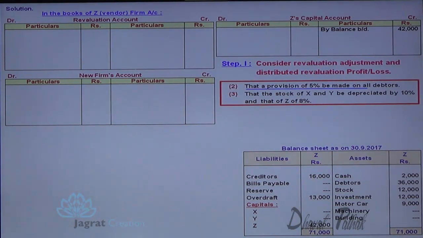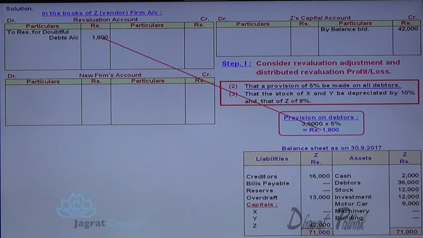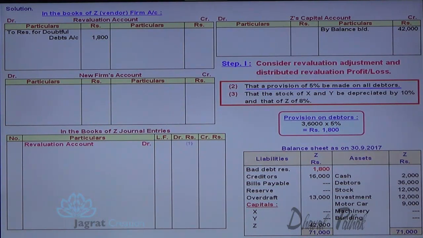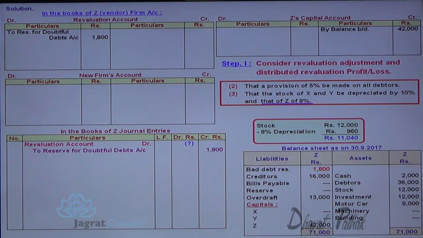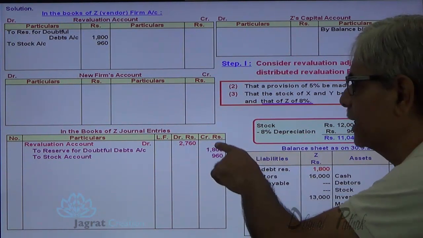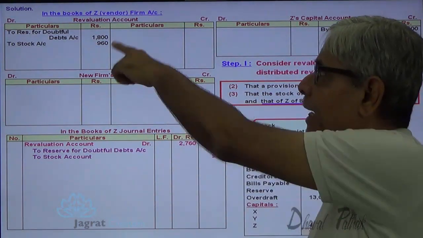Provision of 5% is to be made on all debtors. 36,000 into 5%, 1,800. Revaluation account debit, and bad debt reserve is credited, recorded in the balance sheet. Journal entry for that is revaluation account debit to reserve for doubtful debts. Stock of Z reduced by 8%. So 12,000 into 8%, 960. Revaluation account debit. Decreased value of stock is recorded in the balance sheet. Journal entry: revaluation account debit to stock account credit. Total 2,760, total of 1,800 and 960 debited to revaluation account, already done.